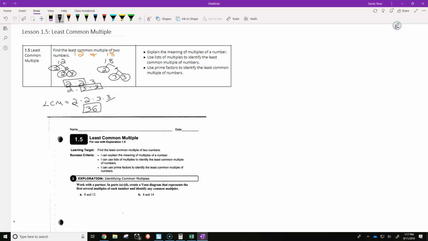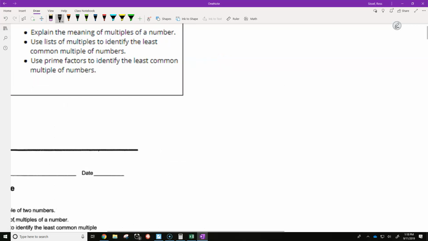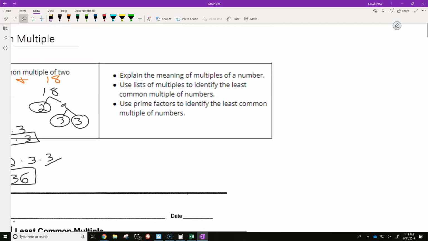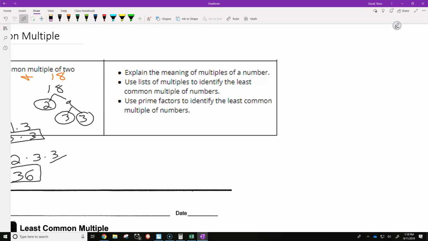Now, as of right now, you guys probably don't understand that, and that is totally fine. That's not a problem. But this is the work that you are going to be showing me today. The way that you are going to make this happen is 3 ways. 1, you are going to have to explain the meaning of what multiples are. And we're going to cover that in just a second. What are multiples? Second way, this is method 1. And it says use list of multiples to identify the least common multiples. So we're going to use list of multiples.